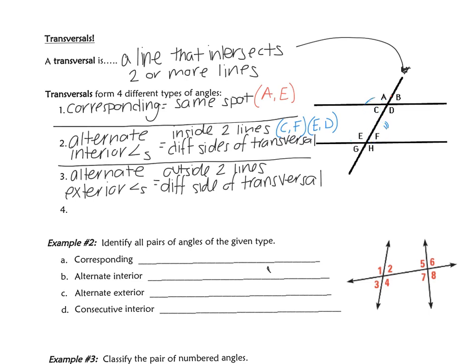So, outside ones. My options for outside are going to be A, B and G, H. They're outside of the two lines. Now they have to be on different sides of the transversal. So if I look at A, the other outside on opposite side would be H. So AH is an option, which leaves then GB as the other option. Both outside, opposite sides of the transversal.